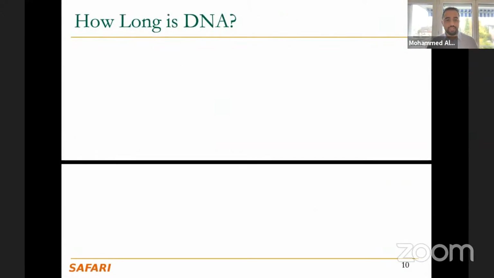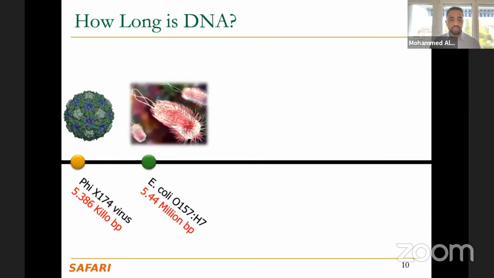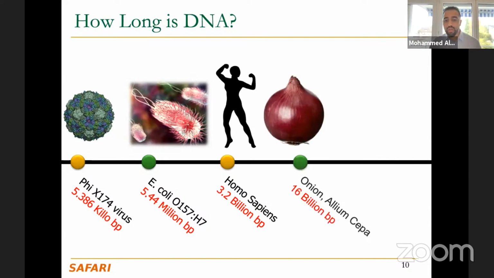Okay, how long is this DNA? For viruses, normally it's very short, a few thousand characters. But for bacteria, it's a few million characters. And for a human, as I said, it's around 3.2 billion characters. However, we are not superior to other species. For example, red onion has much more DNA than we have. It has 16 billion, about 5x longer DNA than ours.